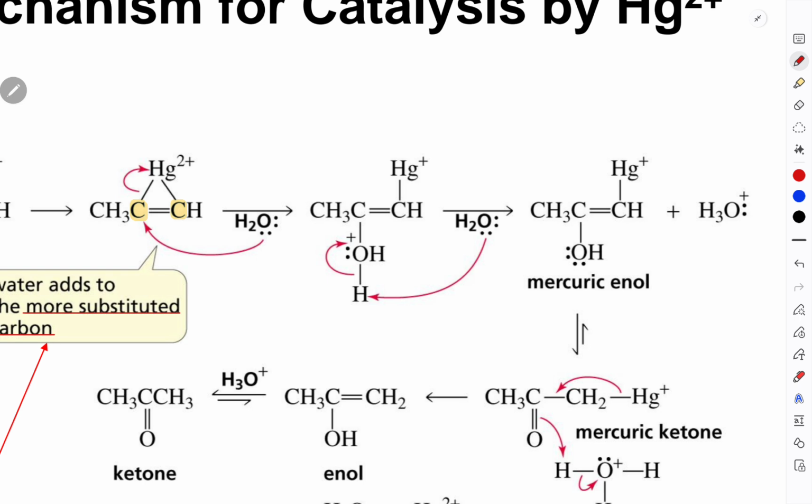Now the movement of the electrons and removal of the mercury cation, and a protonation process will actually give you the free enol without the mercury ion, and tautomerization eventually gives you the final product, the ketone. So this is basically how the mercury ion is involved in the reaction mechanism, activating the alkyne and increasing the reactivity, making this reaction able to take place. Okay.